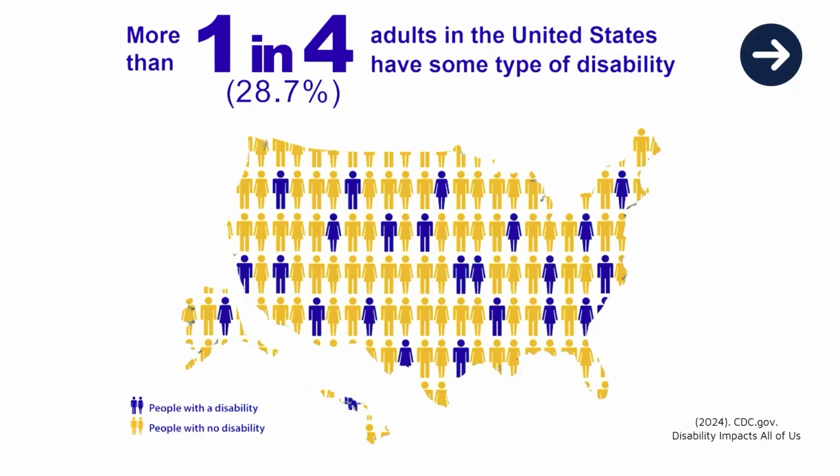Did you know that more than 1 in 4 adults in the United States, or about 28.7% of the population, live with some form of disability? This powerful visual shows just how many individuals are impacted across the country.